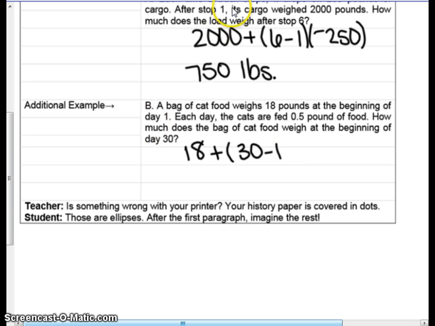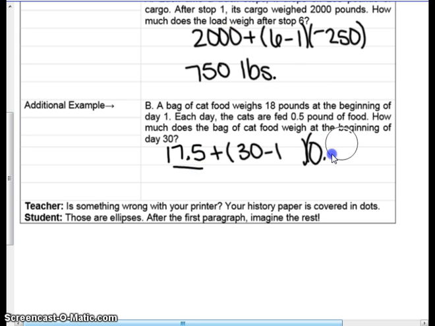Now let's look at this. This was after stop 1, which is where we started, after stop 1. So after day 1 would be, let's see, common difference is 0.5. 30 minus 1, I'm trying to think if that 18 is where we start, or if we have to start half a pound lower than that. I'm thinking that because here we took our starting value after stop 1, here we should take our starting value after day 1. So the beginning of day 1 was 18, so after day 1 it would be here, and that would be our first term.